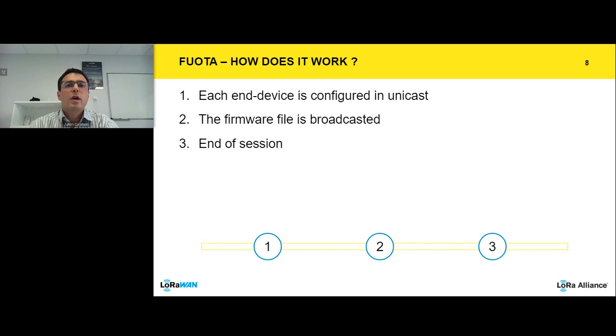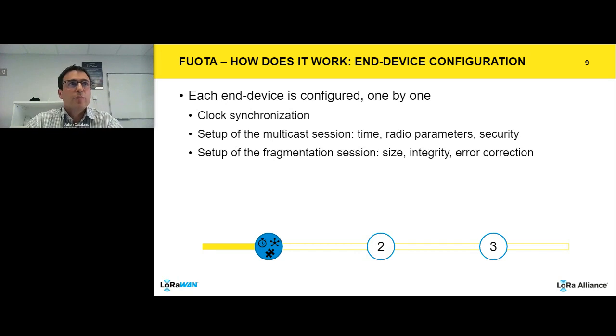So first, there's the end device configuration. It's important to understand that configuring end devices is done one by one, using what we call unicast configuration. This brings the LoRaWAN security to the communication, so each device is contacted individually using the LoRaWAN security. In this step we use clock synchronization to align every device clock to the same time, if necessary, of course, depending on the device capabilities.